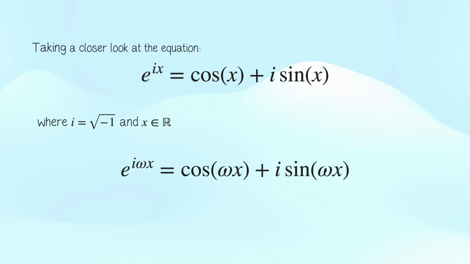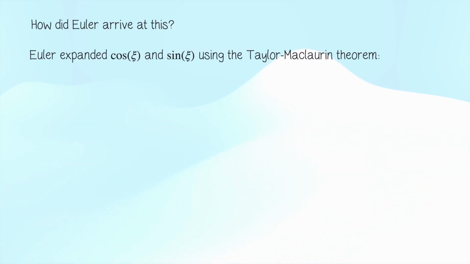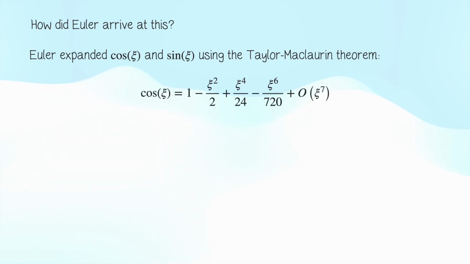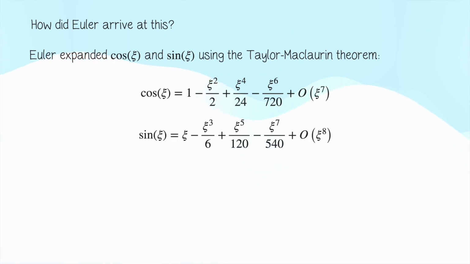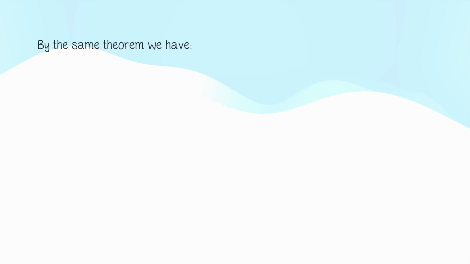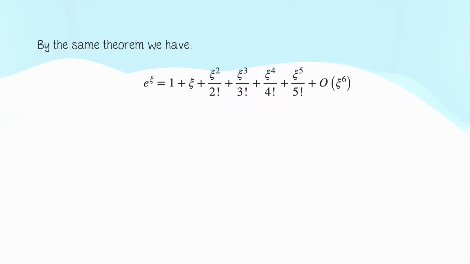And the reality is that Euler has taken some creative liberties in coming to this result. So we're going to start by looking at how he arrived at this result. Well, we first are going to look at the expansion of cos of chi and sine of chi using the Taylor-Maclaurin theorem. So there's our expansion of cos of chi, there's our expansion of sine of chi, and by that same theorem, we can then expand e to the power chi. And it's important to note that by the theorem, chi has to be a real number.